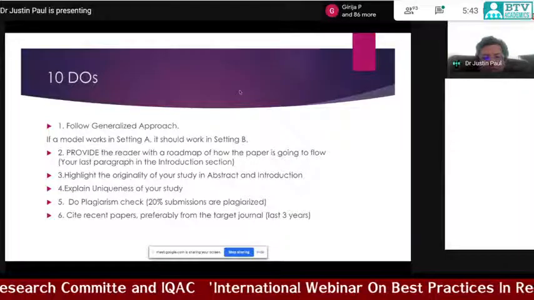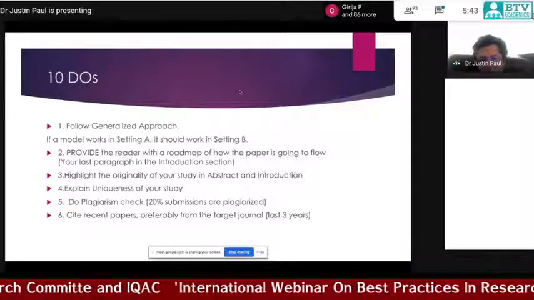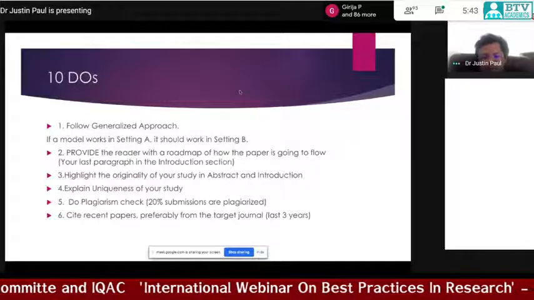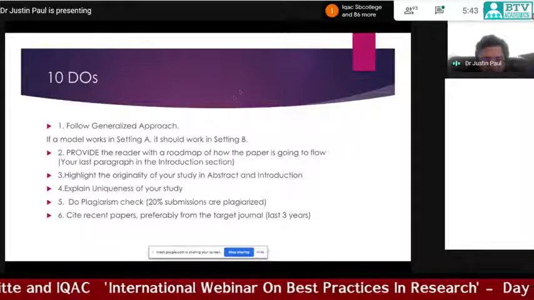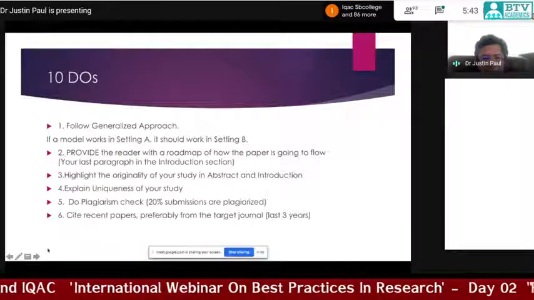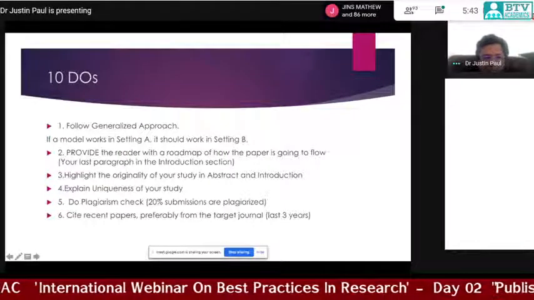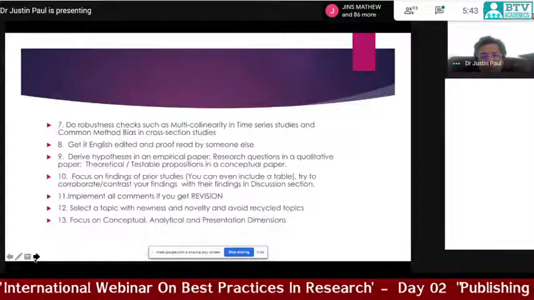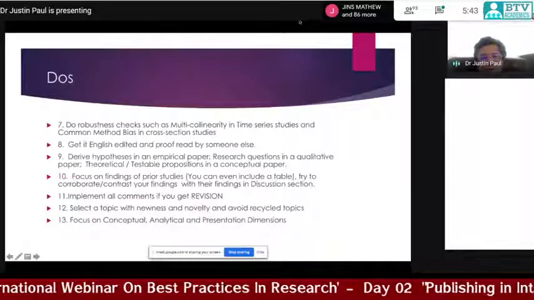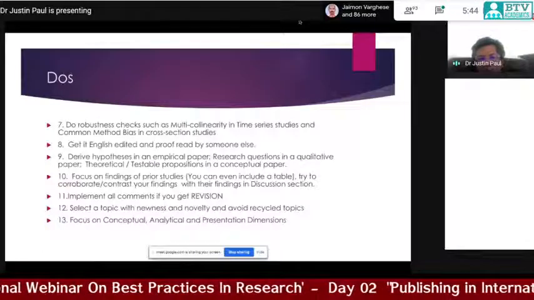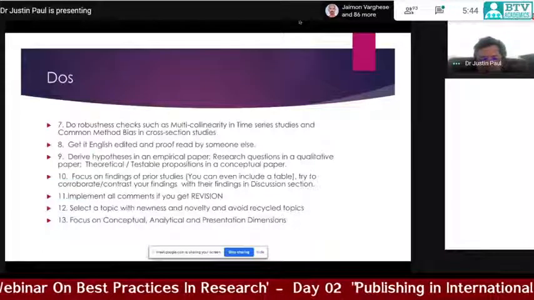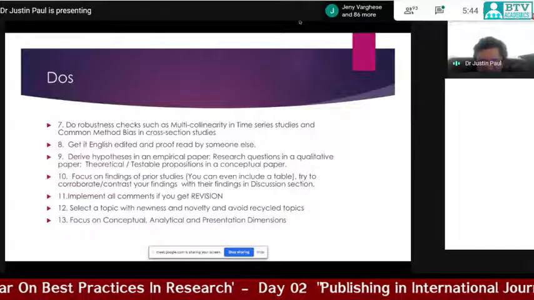And number 6, cite recent papers, preferably from the target journal. This helps to show that your paper is relevant to that journal. Number 7, do robustness checks such as multicollinearity in time series studies and common method bias in cross-section studies.